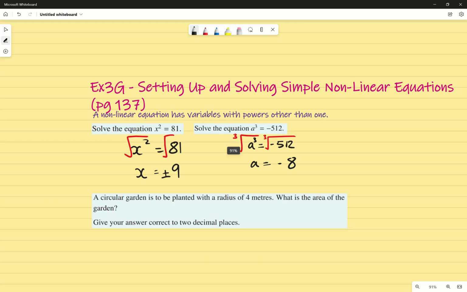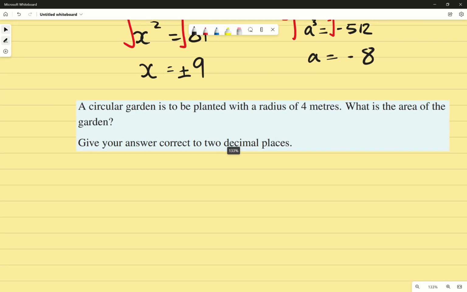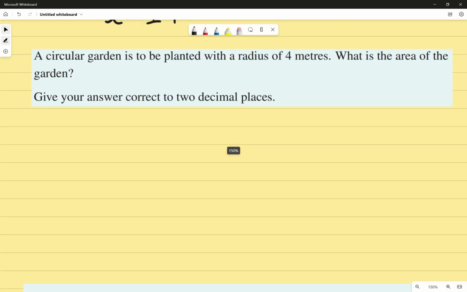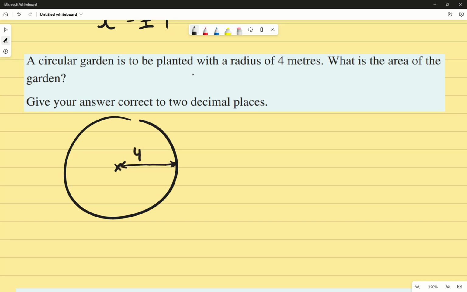Any questions so far for exercise 3G? Okay, let's do one more example and then we'll go from there. So a circular garden is to be planted with a radius of 4 meters. So let's say that this is our garden with a radius. What does radius mean? Half, good. Half the distance here. So that's 4 meters. What is the area of the garden?